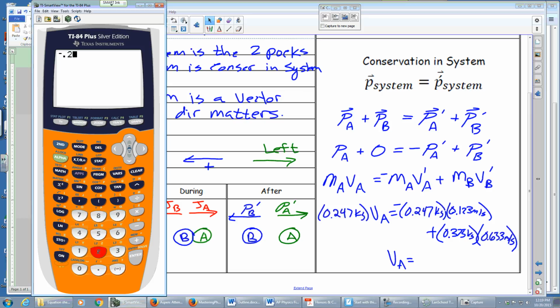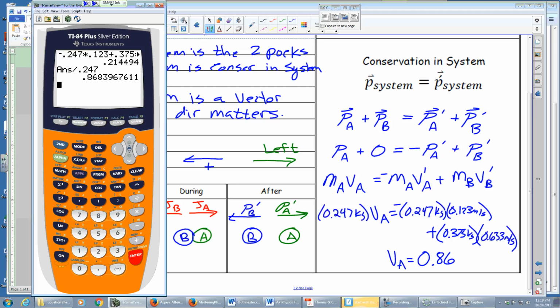Negative 0.247 times 0.123 plus 0.375 times 0.653. That's the whole right-hand side. And if I divide that by 0.247, I get my VA, which should be 0.868 meters per second. It's good to check that at this point.